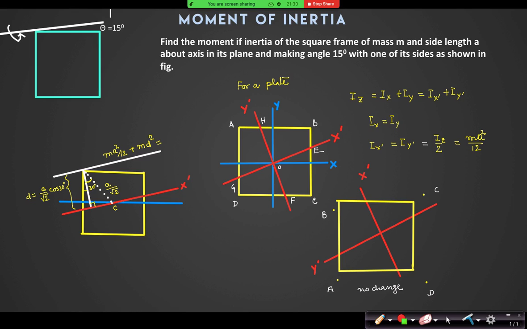So 9 by 24 plus 2 by 24. Is it ms square by 3? Right? Yes? No. Calculate it. I think it is 11 ms square by 24. 9 plus 2, yes, sir, 11. So 11 ms square by 24. That is the answer of this question.